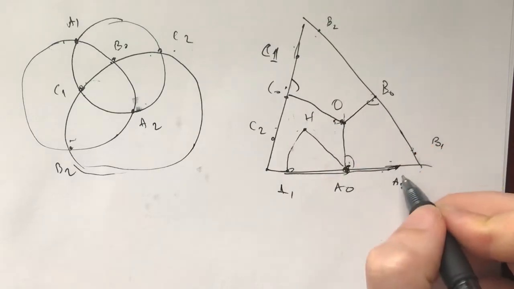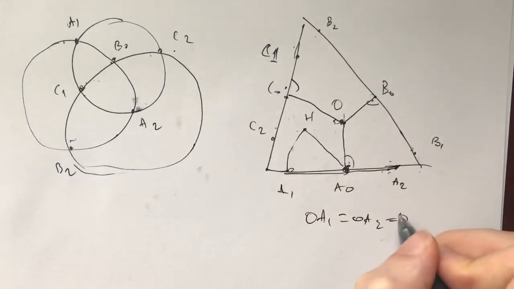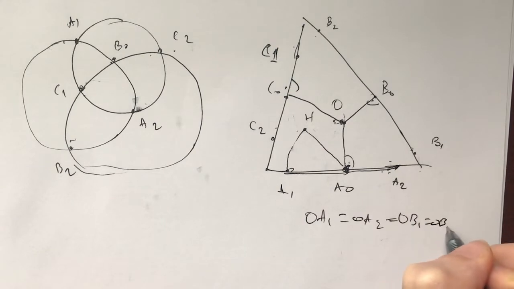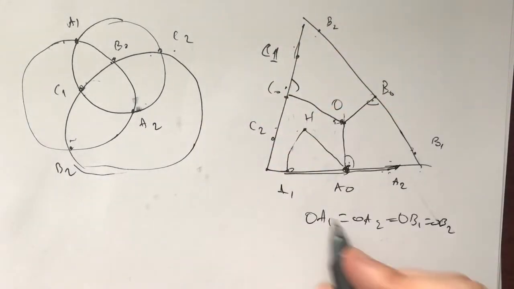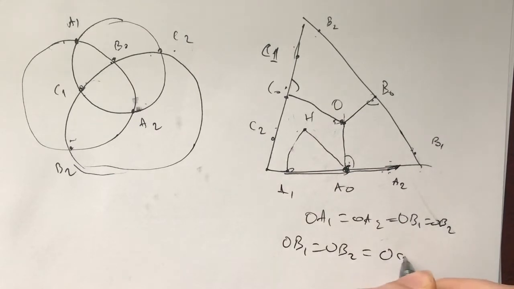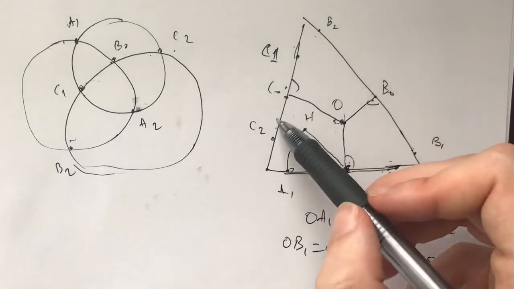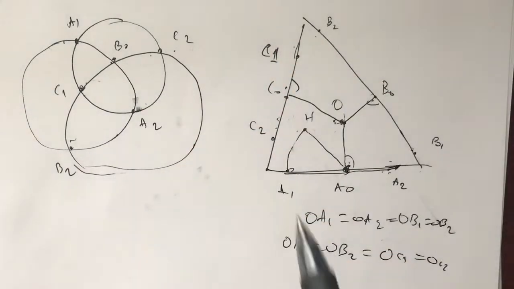Now, because O is the center of this circle, we have OA1 is equal to OA2 is equal to OB1 is OB2. And then from these 4 points, we have OB1 is OB2 is OC1 is OC2. And now because O is equidistant from all 6 of these points, that means all 6 of these points lie on the same circle. Now, this finishes out the problem.